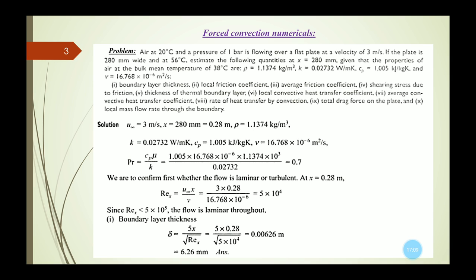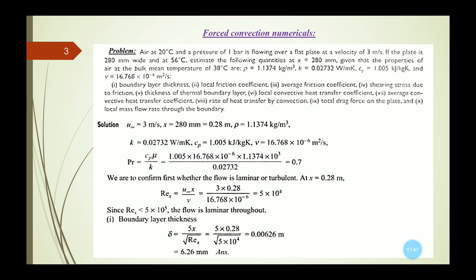Now the formula of the boundary layer thickness corresponding to the Blasius solution is delta equals 5x divided by root under Reynolds number. In this formula x is 0.28, the length of the plate which is given in this numerical. The value of the Reynolds number we have calculated here is 5 into 10 to the power 4. Putting all these values we get the boundary layer thickness as 6.26 millimeter. So this is the answer for the first part of this numerical.